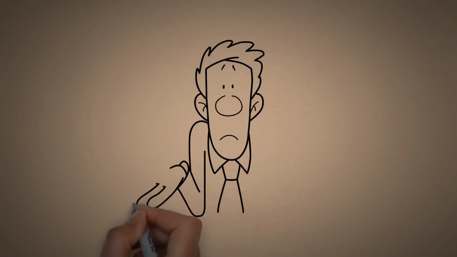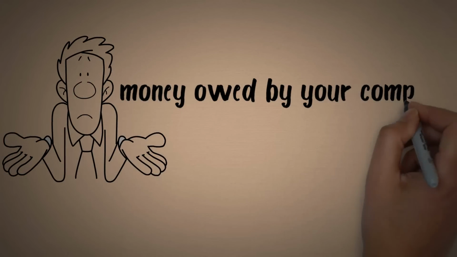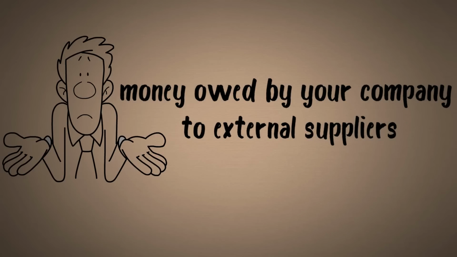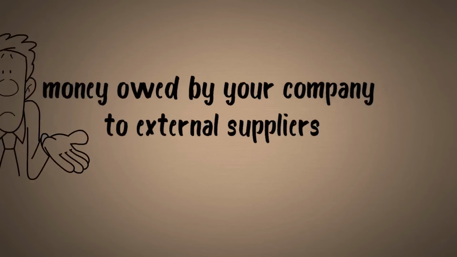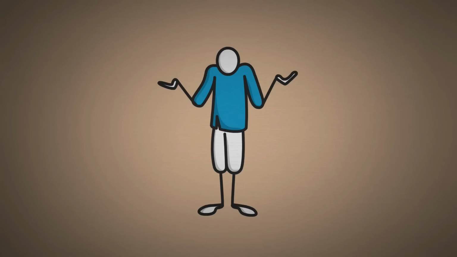What is accounts payable? Accounts payable is the amounts of money owed by your company to external suppliers. This can include merchandise, services, rent, utilities, and more. Why is it important to improve accounts payable? There are a few key reasons why it's important to improve your accounts payable process.